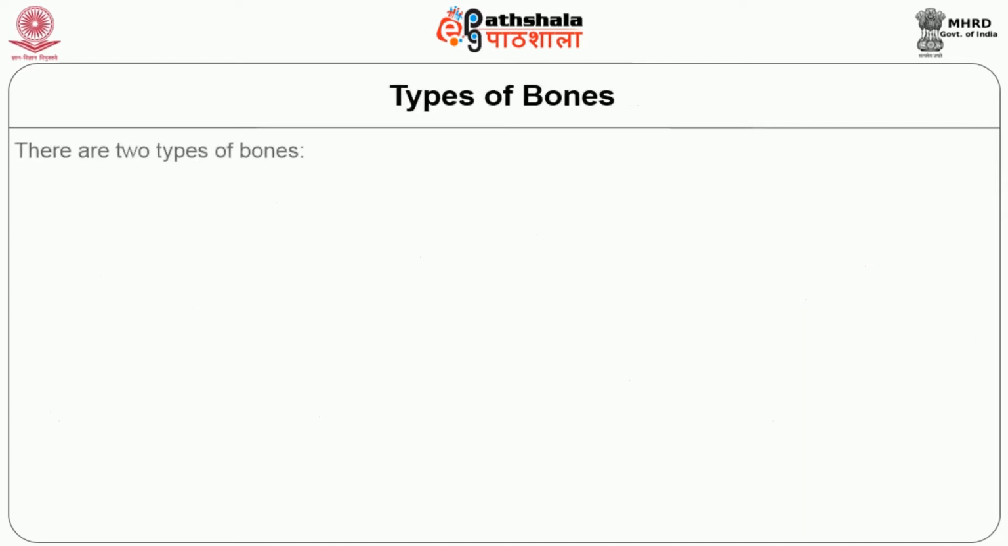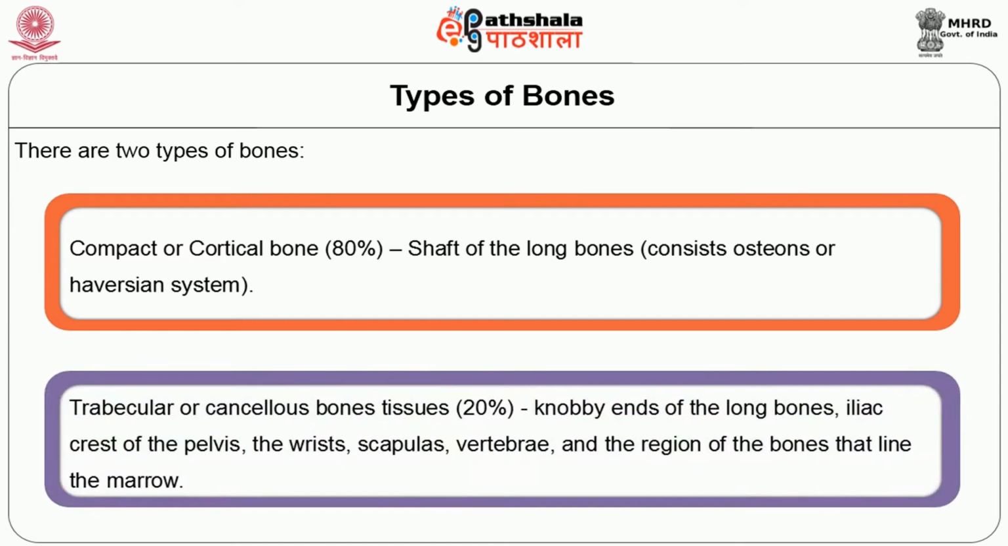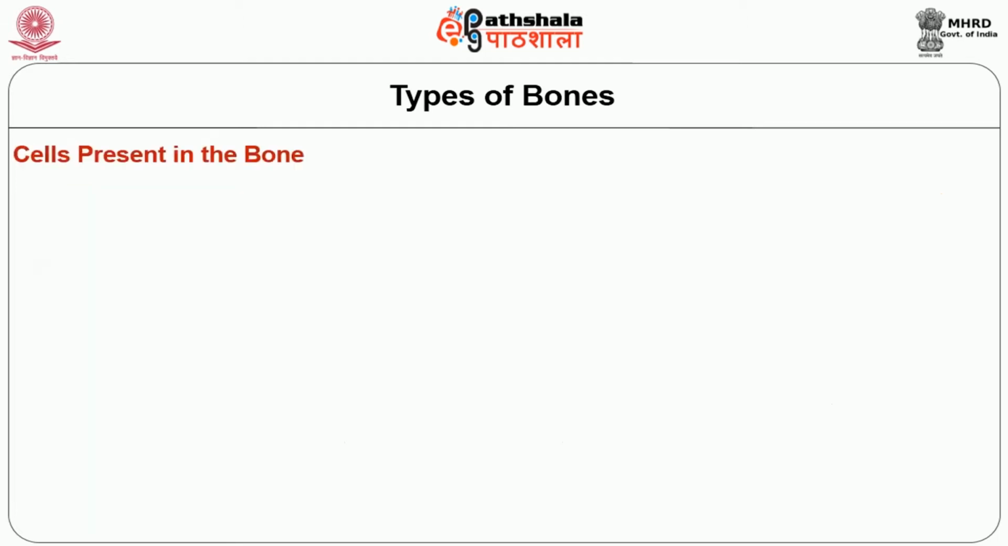Also, you need to understand the types of bones. The two main types of bones: one is the compact or cortical bone, which comprises 80%, where you can see the shaft of long bones, which mainly consist of osteons or Haversian system. The next type is trabecular or cancellous bone tissue, which comprises 20% of your body. Here, the knobby ends of the long bones, iliac crest of the pelvis, the wrist, scapula, vertebrae and the region of the bones that line the bone marrow. These cancellous bones are also called spongy bone or spongiosa.